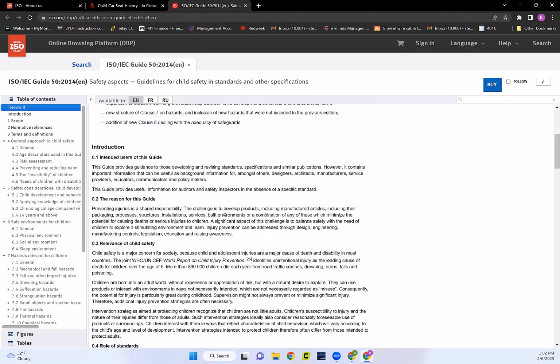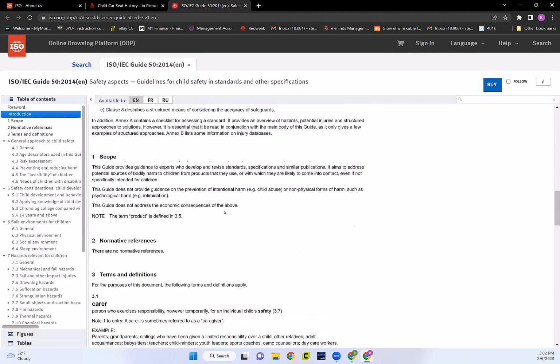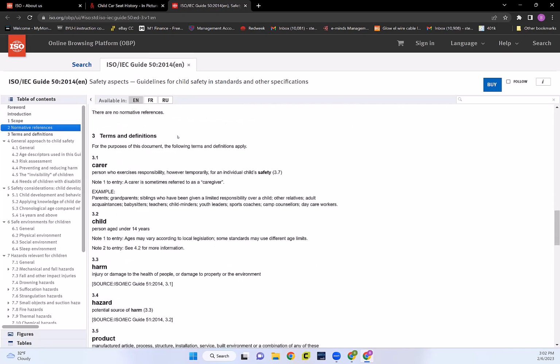What I found interesting, see if we can find it, is terms and definitions. So even at the beginning of this standard, and a lot of the standards that I've looked at, possibly all of them, have this same type of creation of, all right, here's the terms and definitions. So when you're looking at this ISO standard, you're determining, okay, let's make sure everybody's on the same page of what we're considering a child. A child is a person aged 14 years and younger. What does harm mean? Injury or damage to the health of people, and so on and so forth.